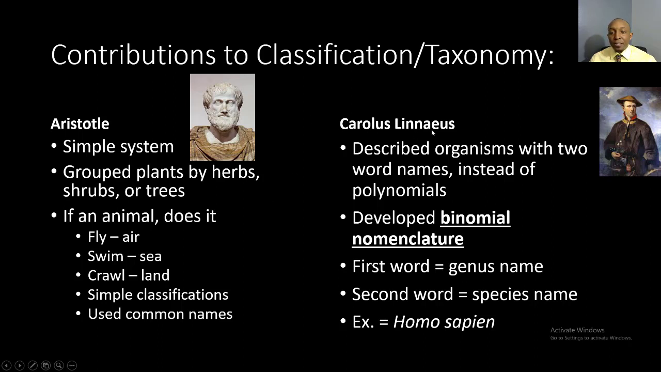Now, Carolus Linnaeus described organisms with two-word names instead of polynomials. He developed a binomial nomenclature, which means he used two words to describe organisms. The first word was the genus name. The second word was the species name. So, for example, Homo sapiens. Homo is the genus name and sapiens is the species name.